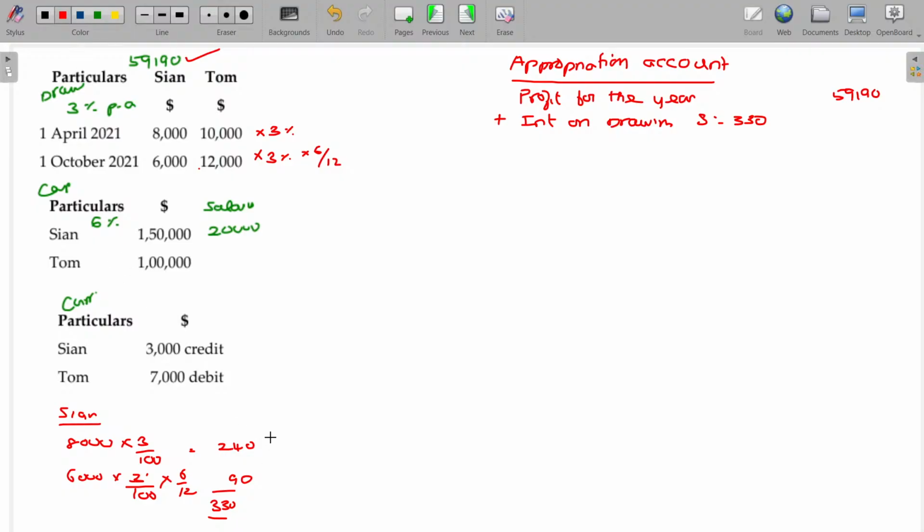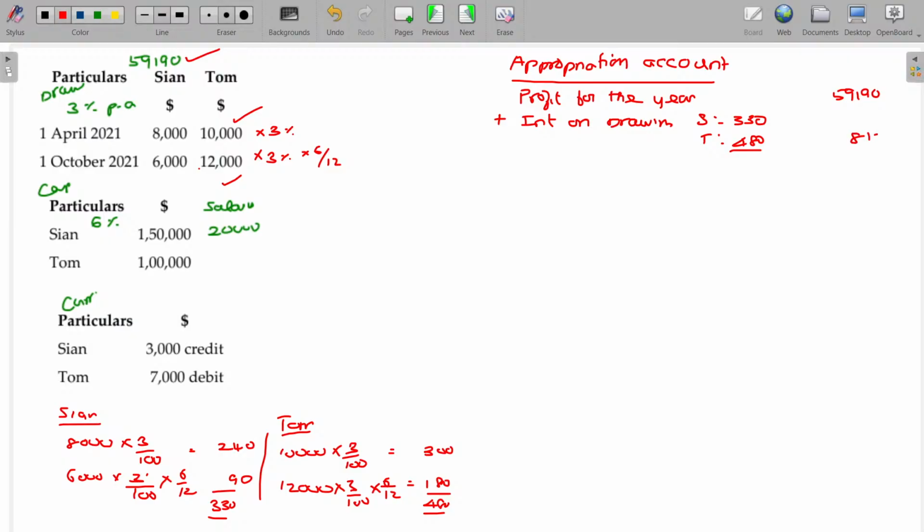In case of Tom, for this 10,000 at 3%, 300, and for this 12,000, interest will be applicable only for half a year, 6 by 12, 180. The total being 480. 480 is for Tom. The total interest on drawings for both partners being 810. 60,000 is the total value.